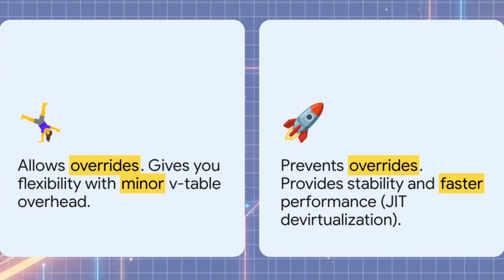And this all sets up a really interesting duel, right? On one side, you've got virtual, giving you all this amazing flexibility, but with that little bit of V-table overhead. On the other side, you've got sealed, which gives you rock-solid stability and a nice performance boost because the compiler knows it can optimize the call directly. It's the ultimate showdown between flexibility and raw speed.